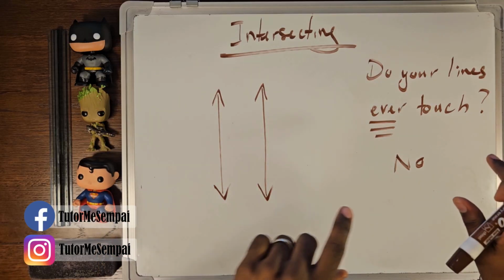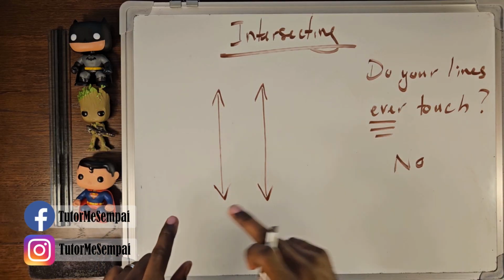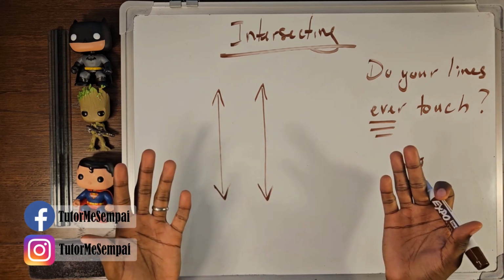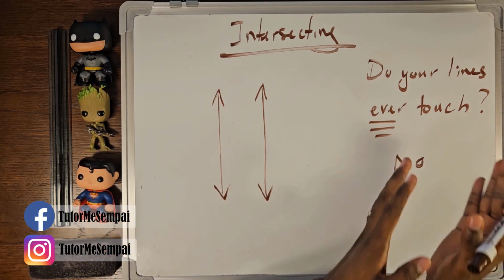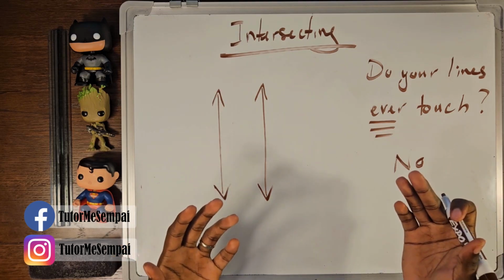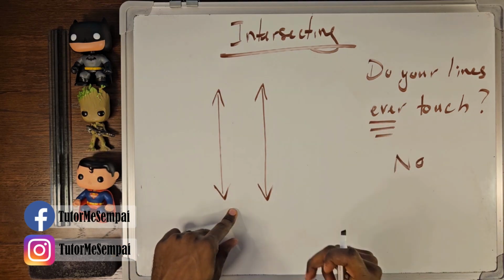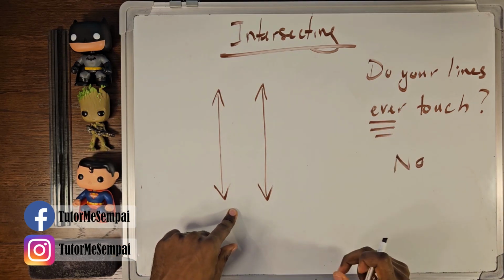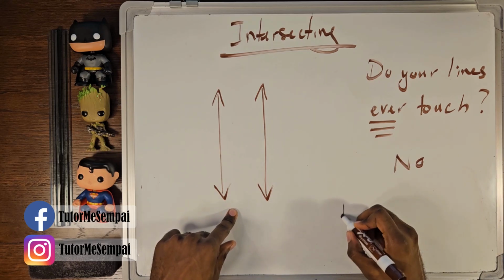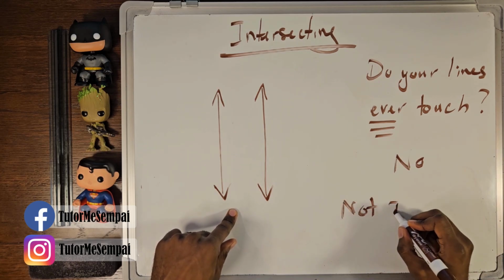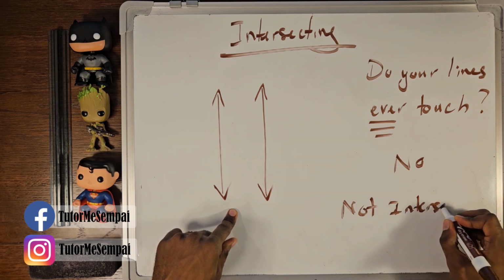If you have intersecting lines, they're not parallel. They're opposites to each other. That's why you can ask yourself the same question, but the result is going to be different. Now we're asking for intersecting lines, and since they do not touch, we can say these are not intersecting.